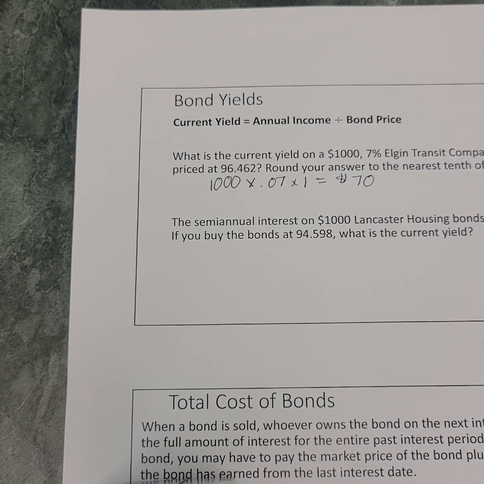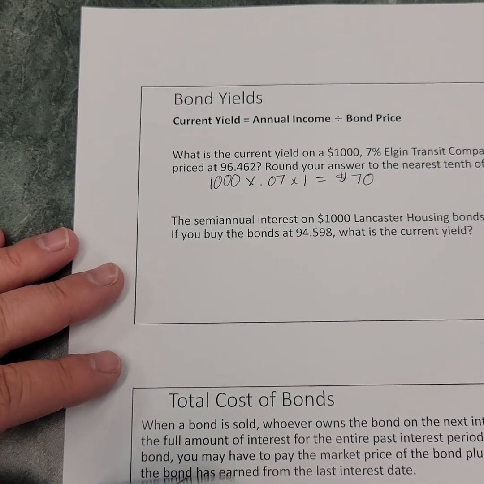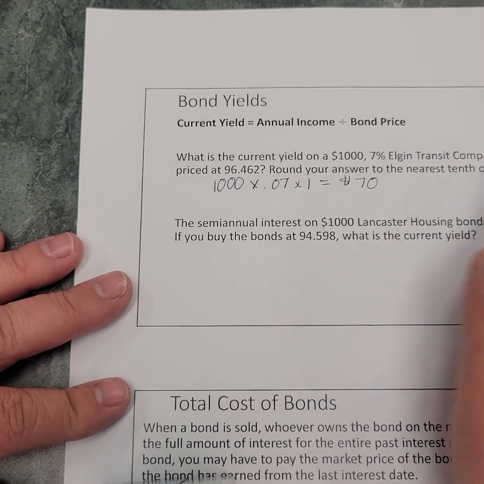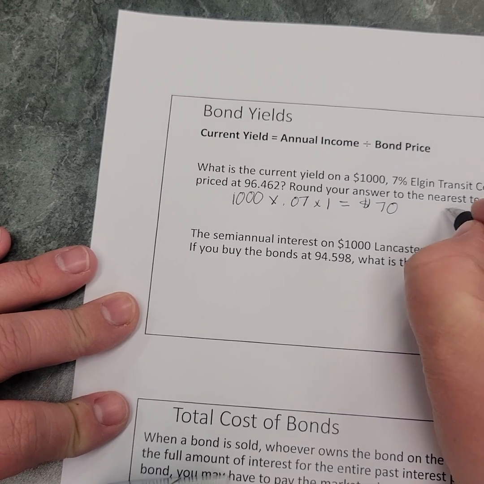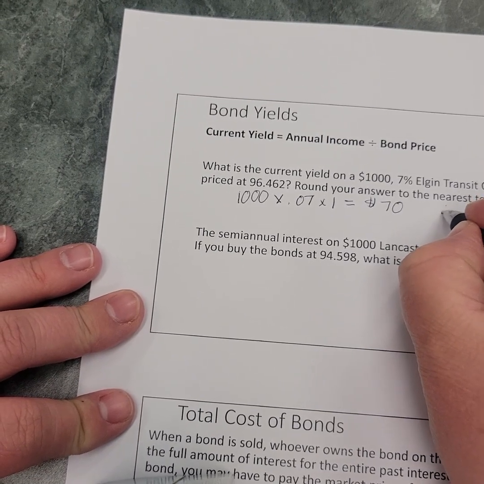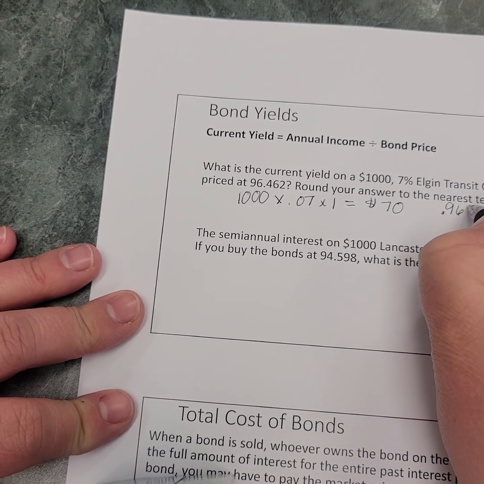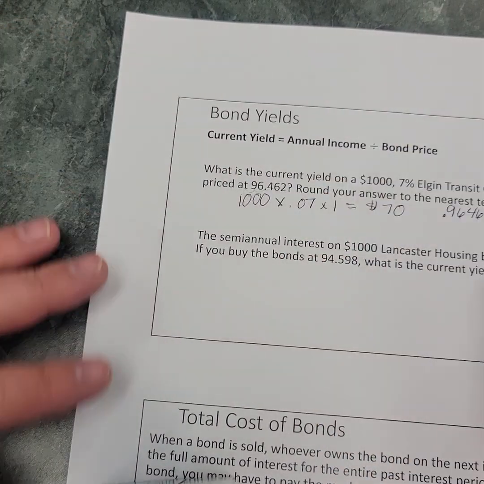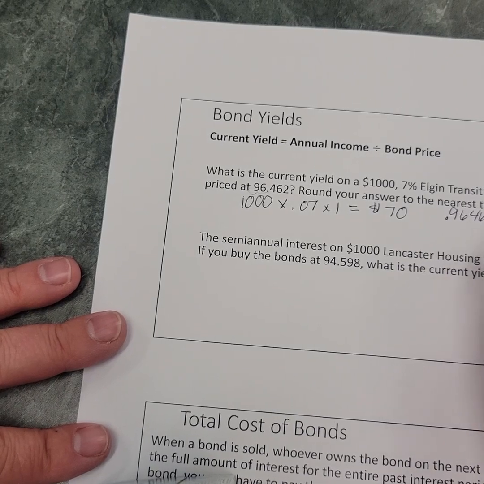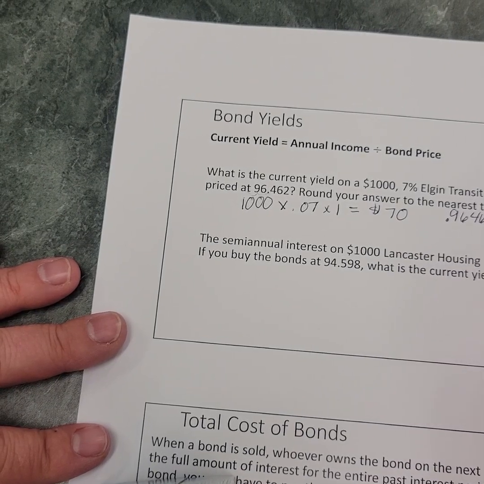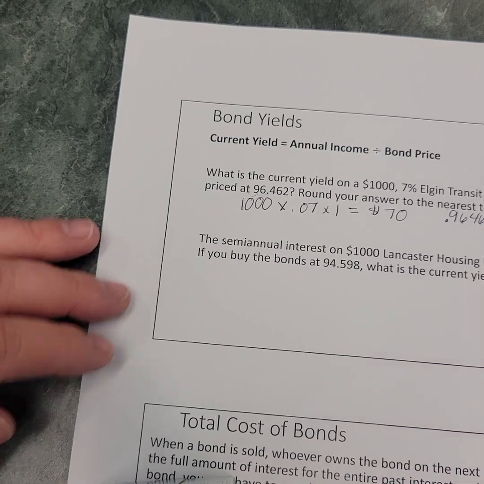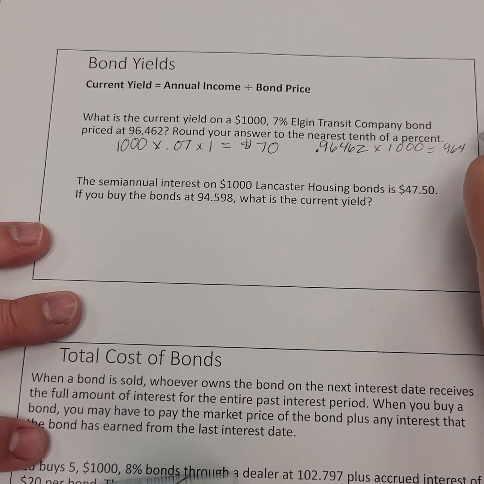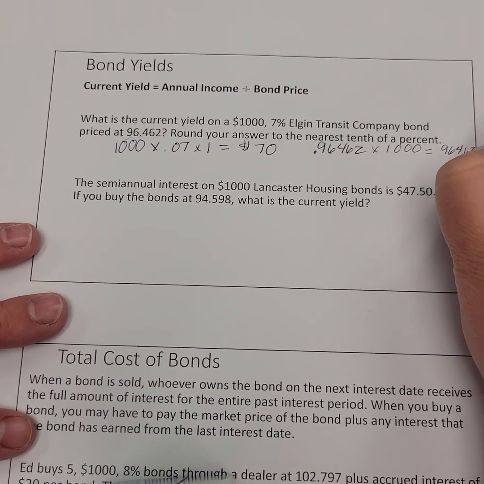Okay. Then we're going to actually find the price. So we're going to do 0.96462. Remember this, move back 2, times 1,000. So we're going to get $964. Oops, sorry. $964.62.